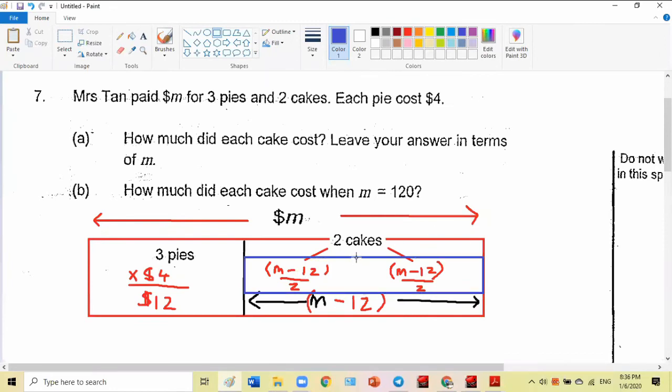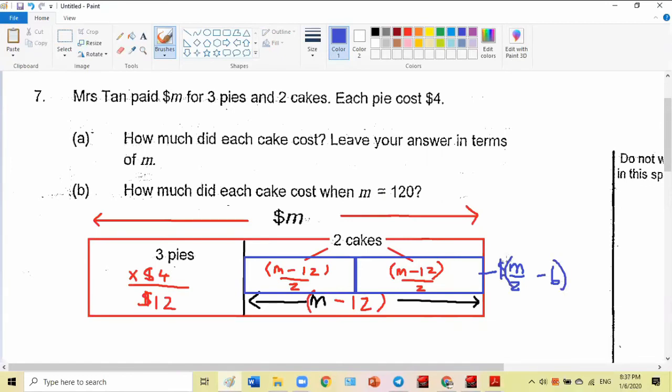So what Lucas said was nothing wrong. He just took 12 divided by 2, but M must be divided by 2 as well. If you really want to write out what Lucas said, then 1 unit is M over 2 minus 6. But you can leave it as M divided by 2 and minus 12 divided by 2, in terms of dollars.